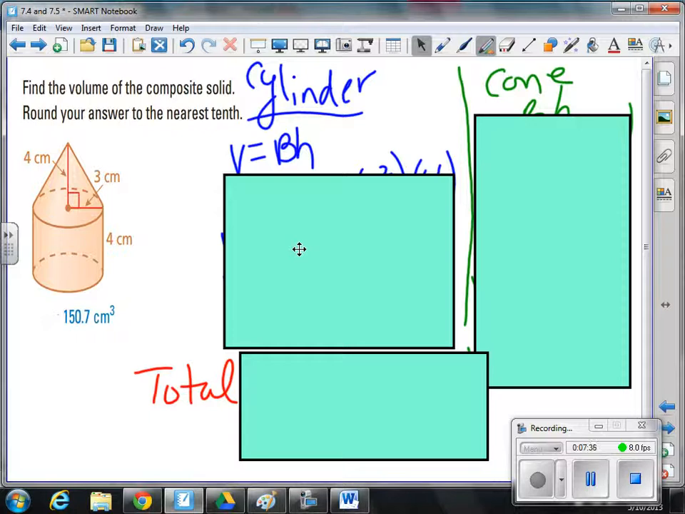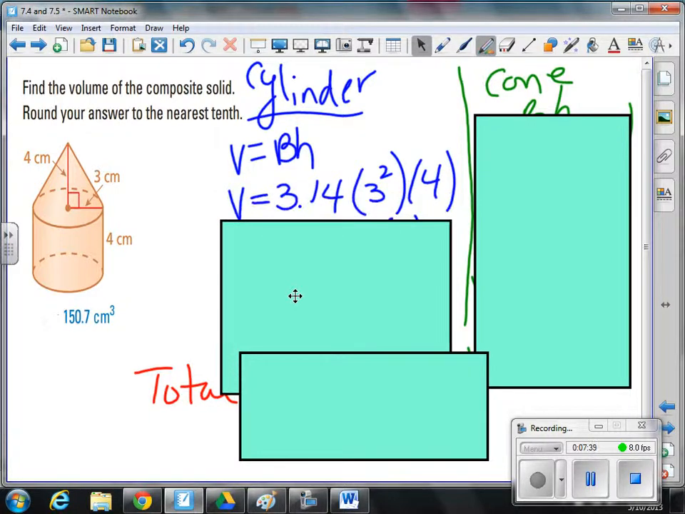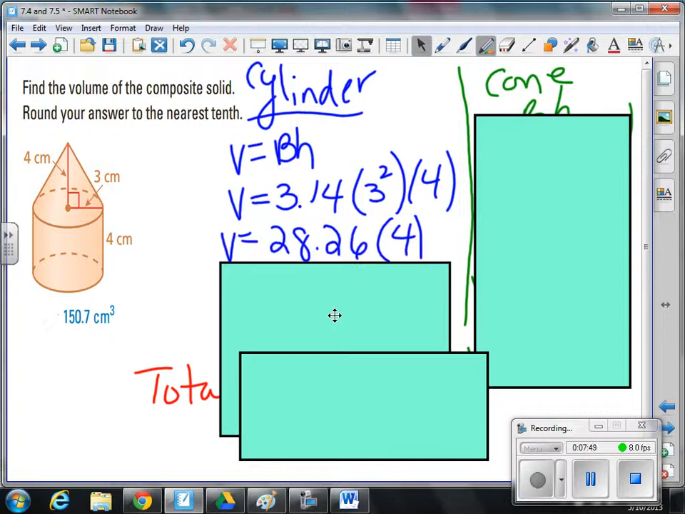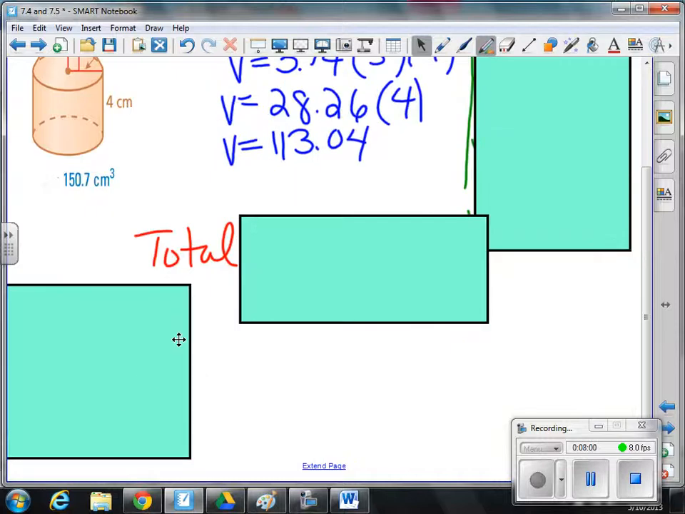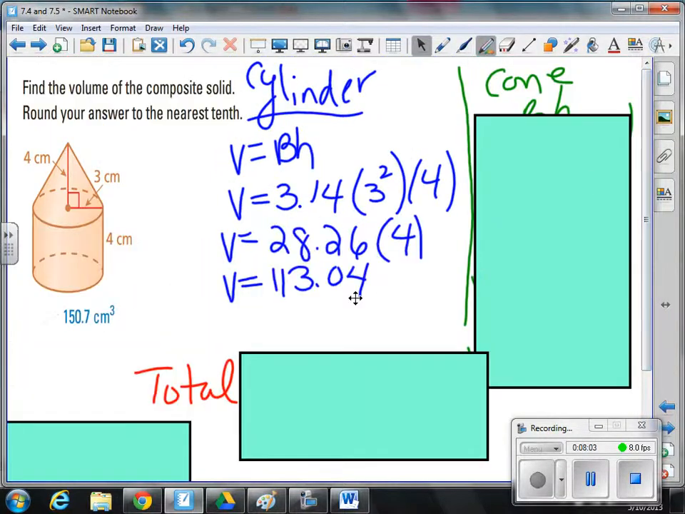Volume equals area of the base times the height. So we're going to take 3.14 times 3 squared times the height of 4. Again, we're looking at the cylinder at the bottom here. Then we put this in our calculator. 314 times 9 is 2826. That's the area of the base times the height of 4. And we get a solution of 113.04.